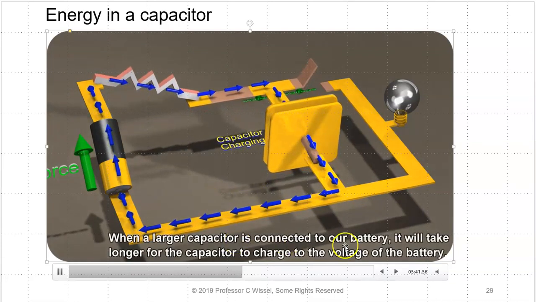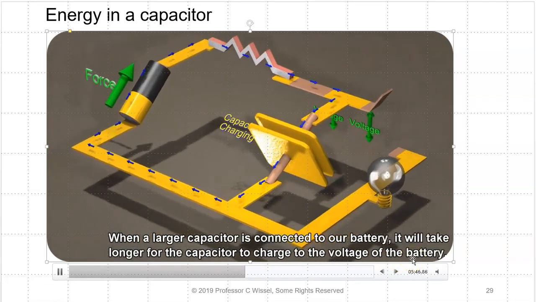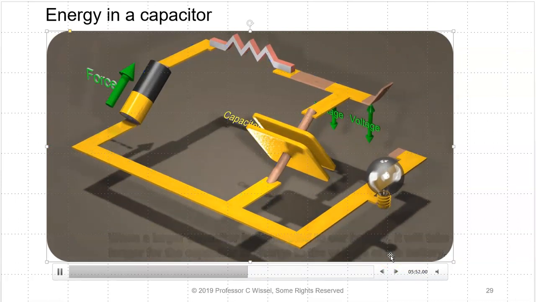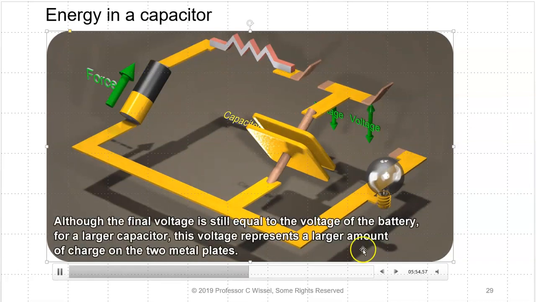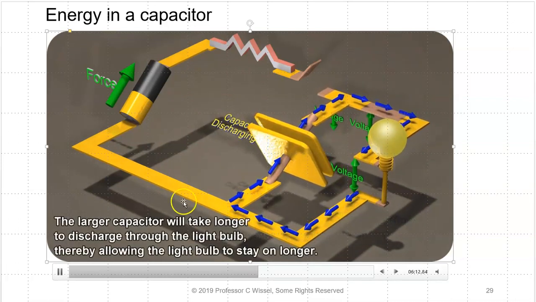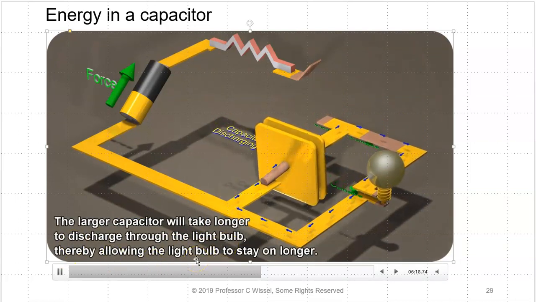When a larger capacitor is connected to the battery, it will take longer for the capacitor to charge to the voltage of the battery, because it takes more time to store more charge. Although the final voltage is still equal to the voltage of the battery, for a larger capacitor, this voltage represents a larger amount of charge on the two metal plates. Now we connect our larger capacitor to our light bulb. The larger capacitor will take longer to discharge to the light bulb, thereby allowing the light bulb to stay on longer.